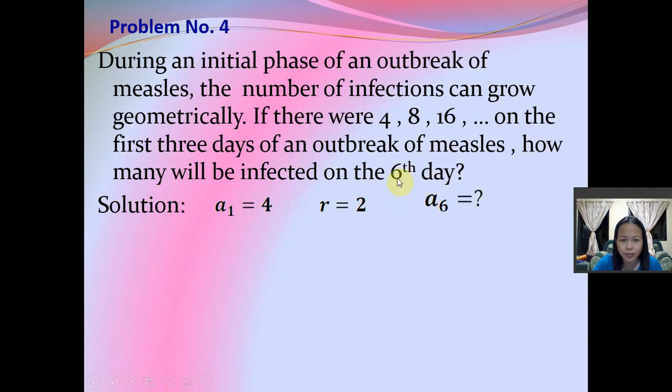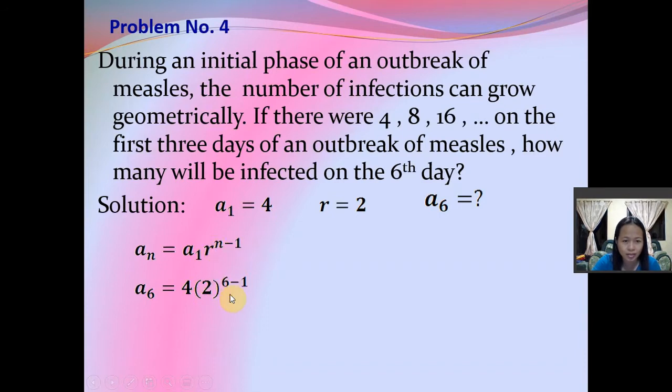And we are going to look for the number of individuals to be infected on the 6th day. So we will be looking for a sub 6, or the 6th term. Using the nth term of a geometric sequence, we have this formula: a sub n is equal to the first term times r raised to the power of n minus 1. Our n here is 6, since we're talking about the 6th day. Our first term is 4 and our common ratio is 2.